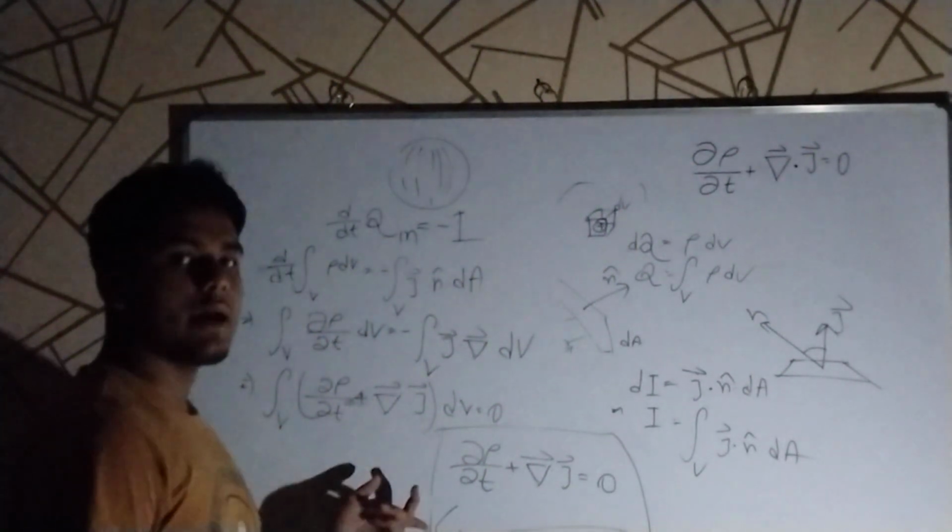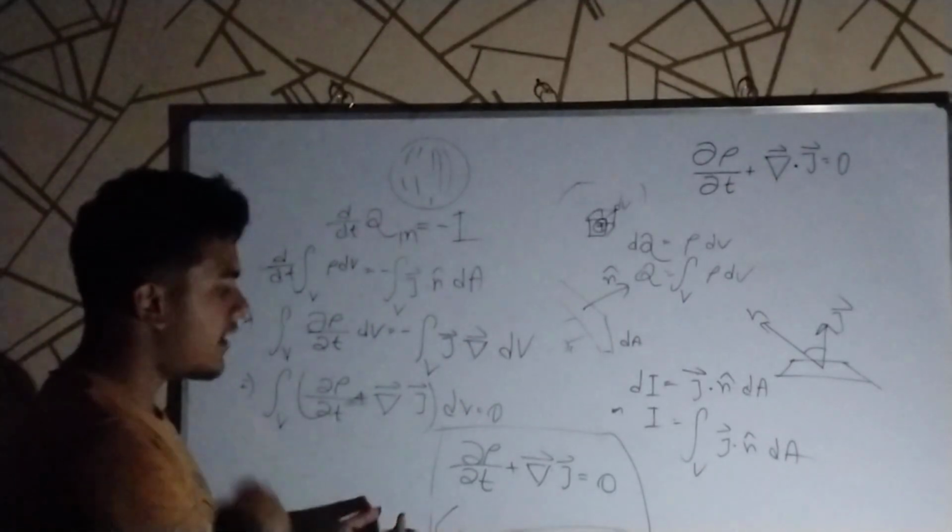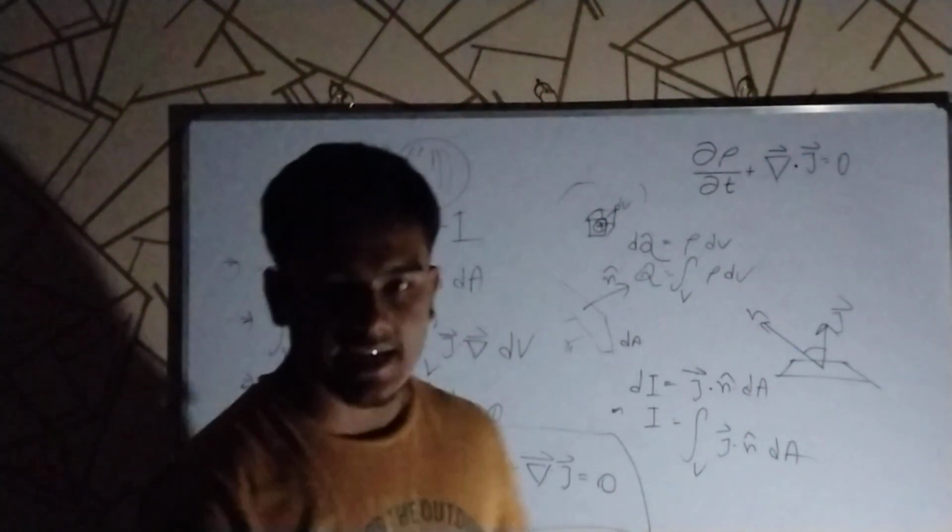This tells us that the amount of charge entering this sphere is the same as the charge exiting this sphere. So the current is conserved.